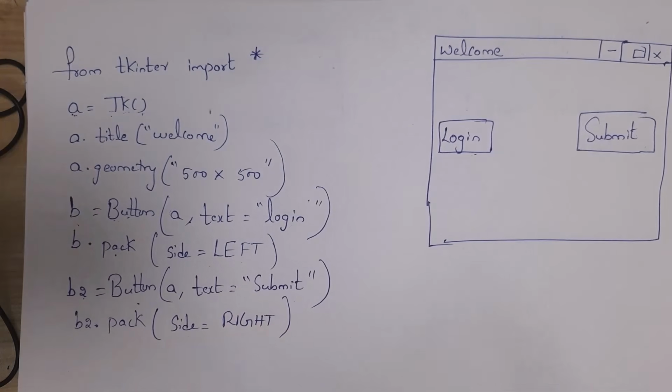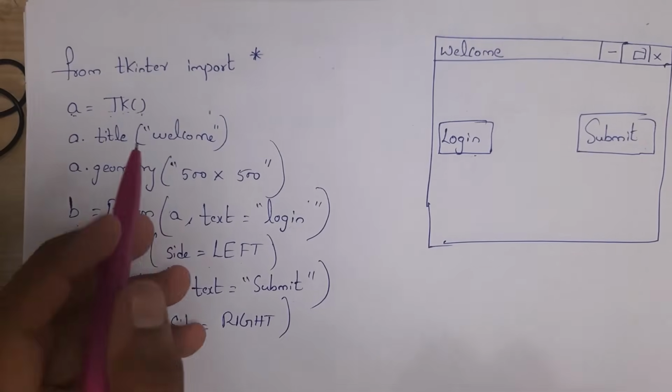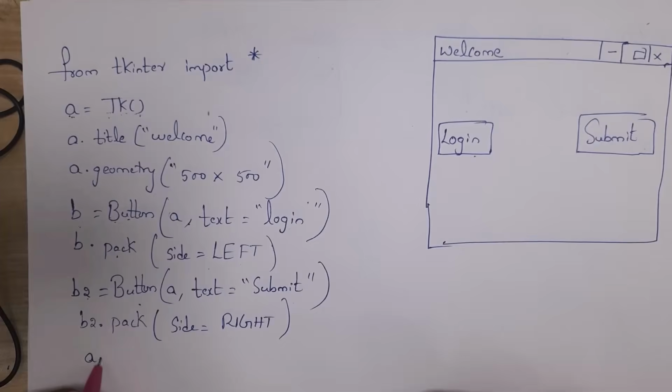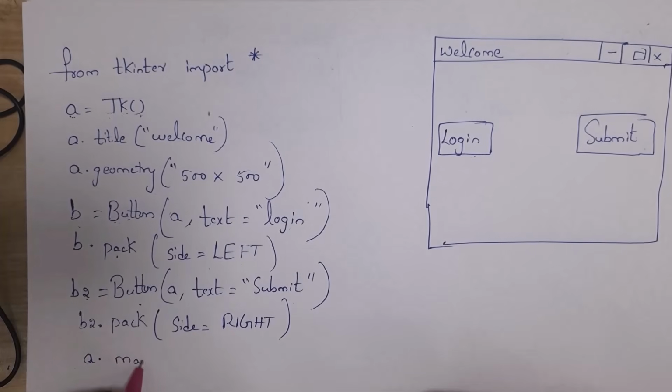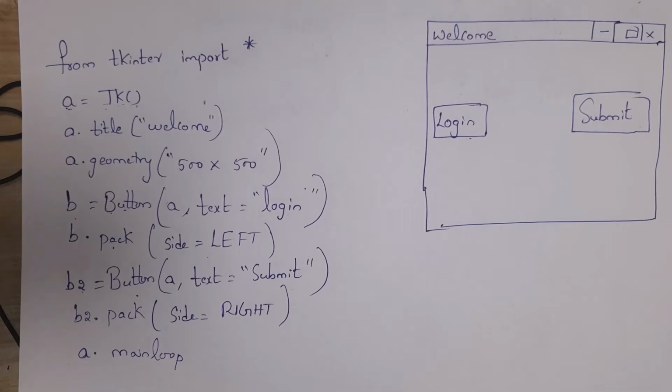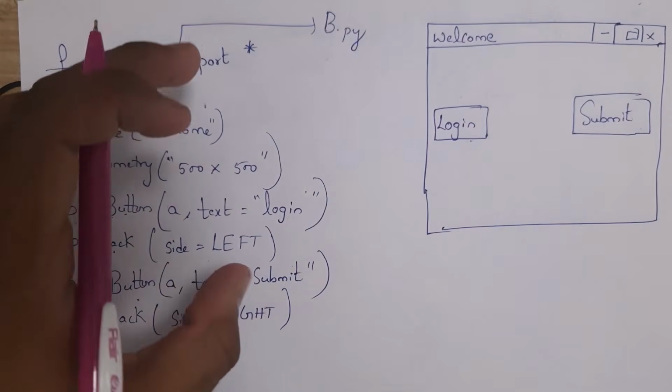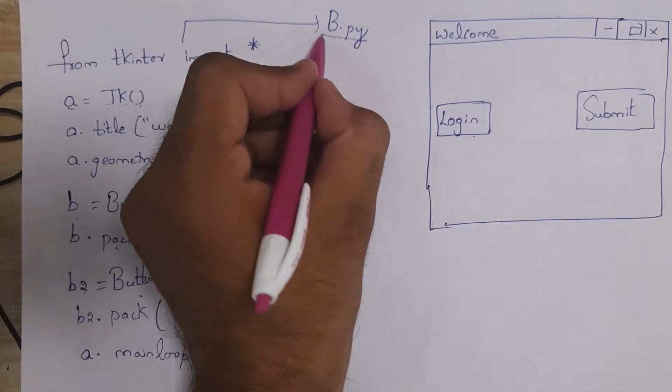So mainloop is used to display output. So just write here, my window is present in variable a. So just write here a.mainloop. Mainloop is used to generate output. This is the program in order to create welcome window and in order to insert login button and submit button inside our window. For example, I will save this program with name b.py.